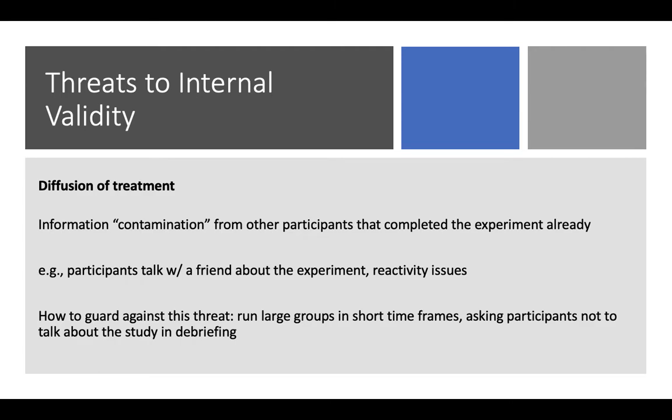We protect against this by running large groups of participants in very short time frames. We also ask participants not to discuss the nature of the study with others during debriefing. So as you may recall, debriefing occurs at the very end of the study. Researchers will let participants in on what the true nature of the study was and how their participation was important. If you've ever participated in a study where you were debriefed, you probably were asked not to share any details of the study with anyone else, and this helps us guard against diffusion of treatment.